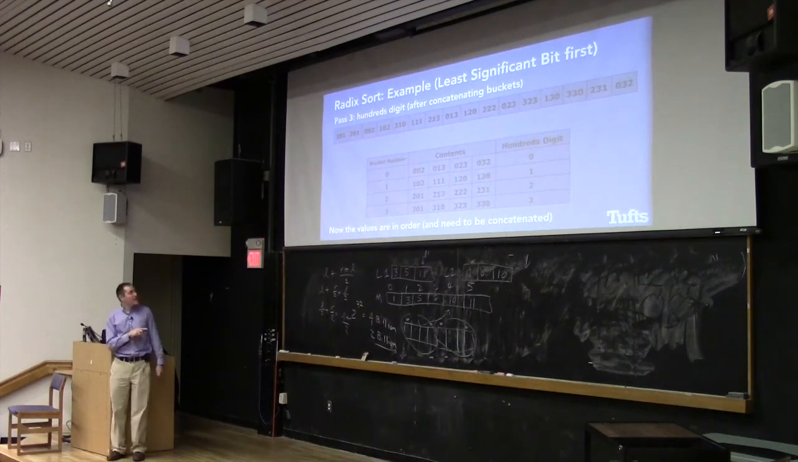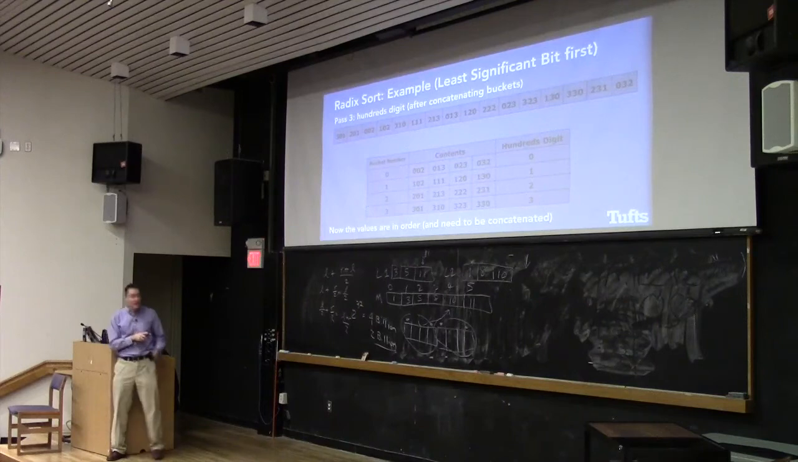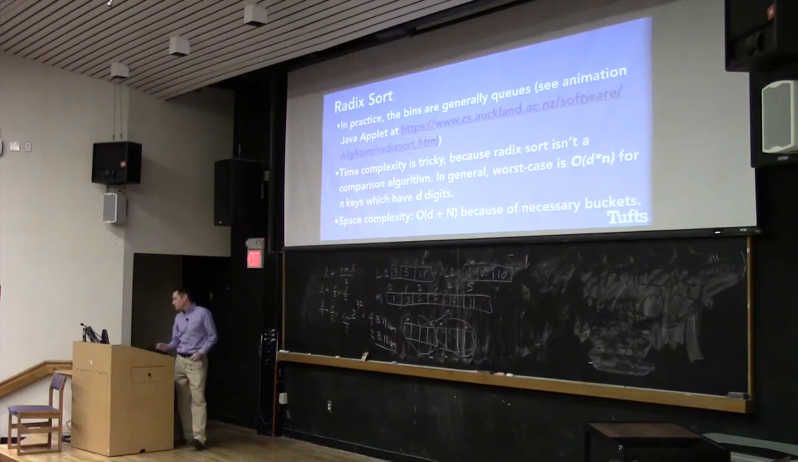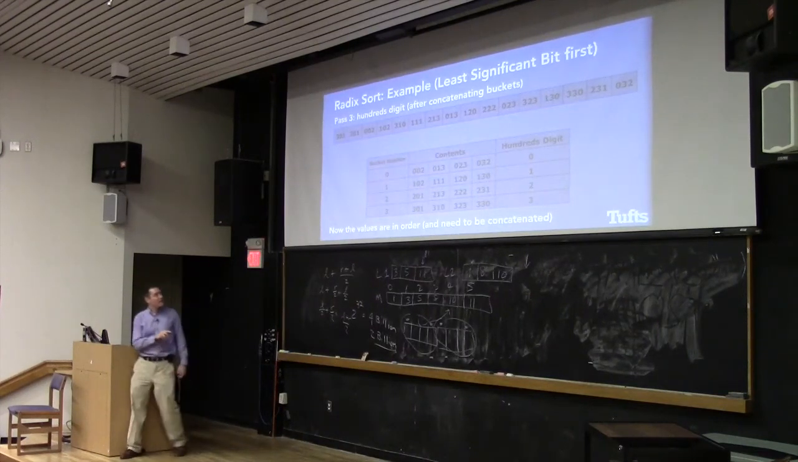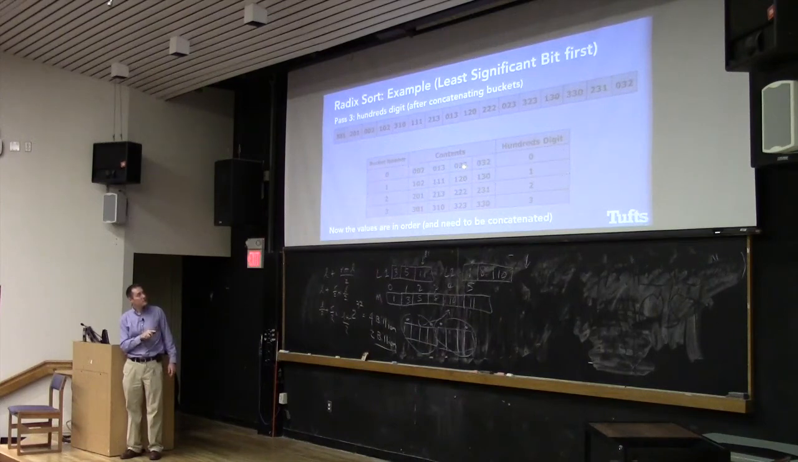Well, guess what? If you now put the hundreds, so the 301 goes here, and then the 201 goes here, and the 002 goes here, etc. Whoops. You now have a sorted array. 2, 13, 23, 32, 102, 111, 120, 132, etc. Okay? Did you ever compare two numbers together?